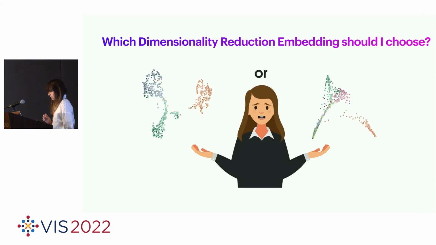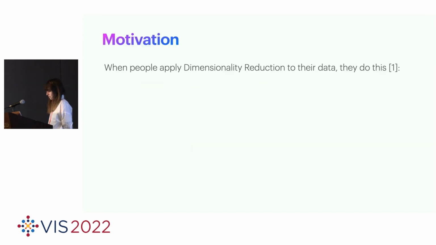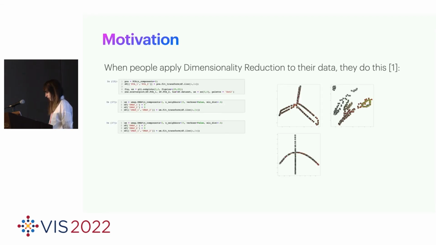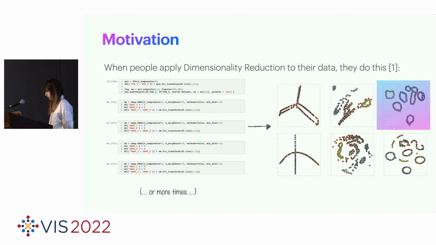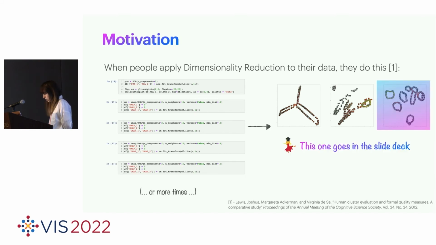So in recent years, there's been a lot of research on dimensionality reduction, and there are a lot of techniques being proposed out there, which is cool, but also a burden for the users, because what should they choose? And research showed that when people apply dimensionality reduction techniques to their data, they don't really care too much what the specific quality of the technique is, and they apply it in a black box way, so they will do something like that. And then this one will make it to the slide deck.